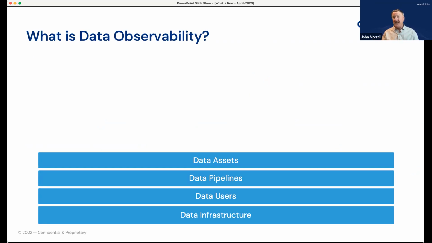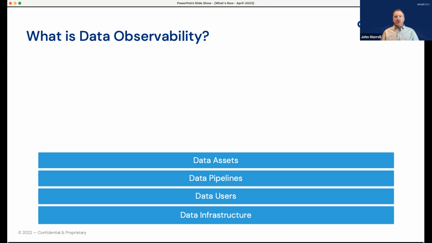First of all your data assets, whether it's tables or views or files, right? Understand and give you visibility into those. Help you understand your data pipelines. How are they operating? How are they running? Are they running effectively? Are there problems?